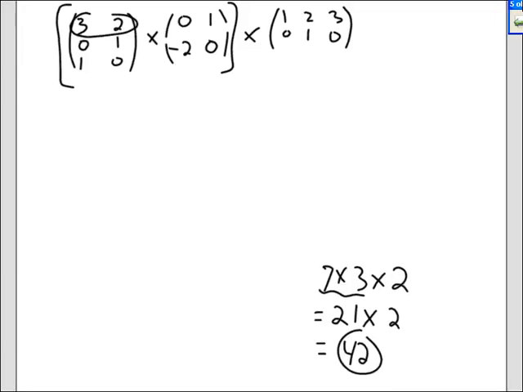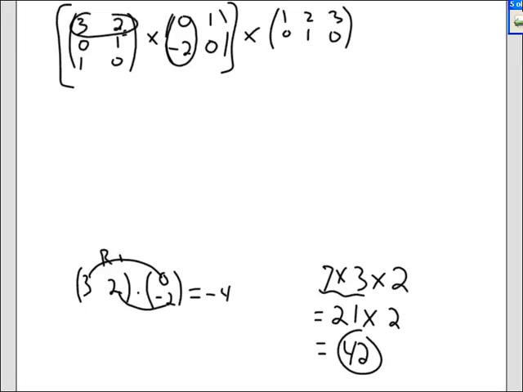First row, first column. Only the two, let's put it here. [3, 2] dotted with [0, negative 2]. You get 0 plus negative 4, negative 4. This is row 1, column 1. Negative 4. Whatever answer we get, we'll multiply it by the next matrix. [1, 2, 3; 0, 1, 0].